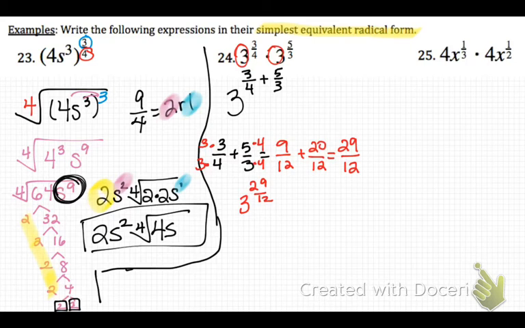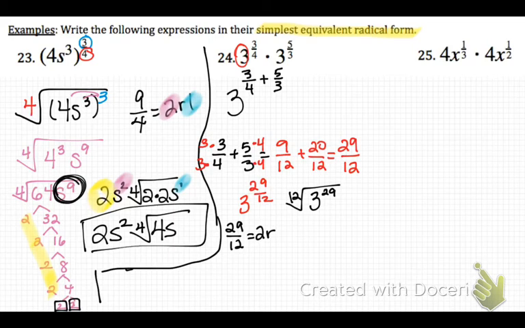Am I done? No, but 29, so I need to turn it into a radical first. So to do that, what is my root? What goes here? 12, good. What's my base? 3, and what's my power? 29. Okay, now that's not fully simplified. If I have 29 divided by 12, how many times does 12 go into 29? Twice, and what's the remainder?